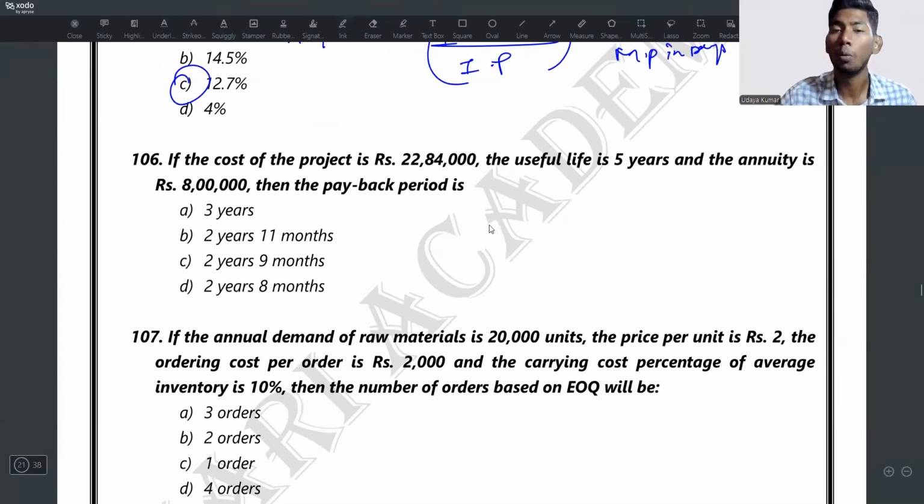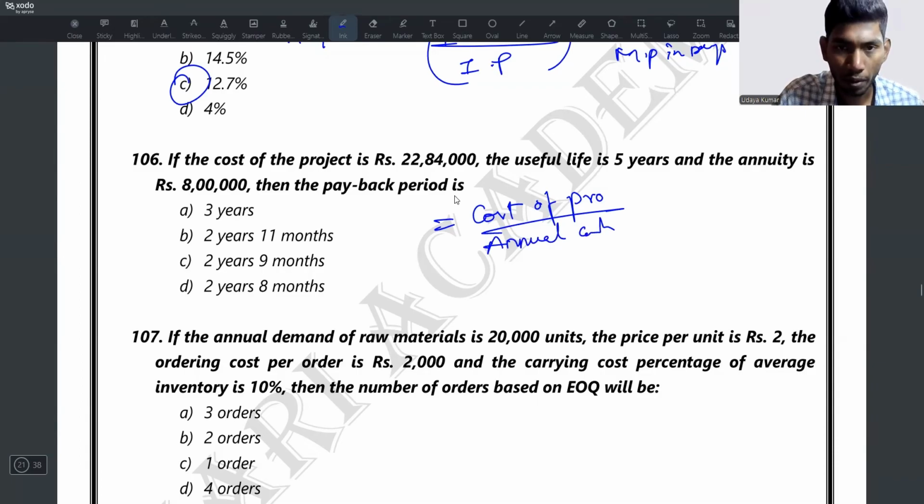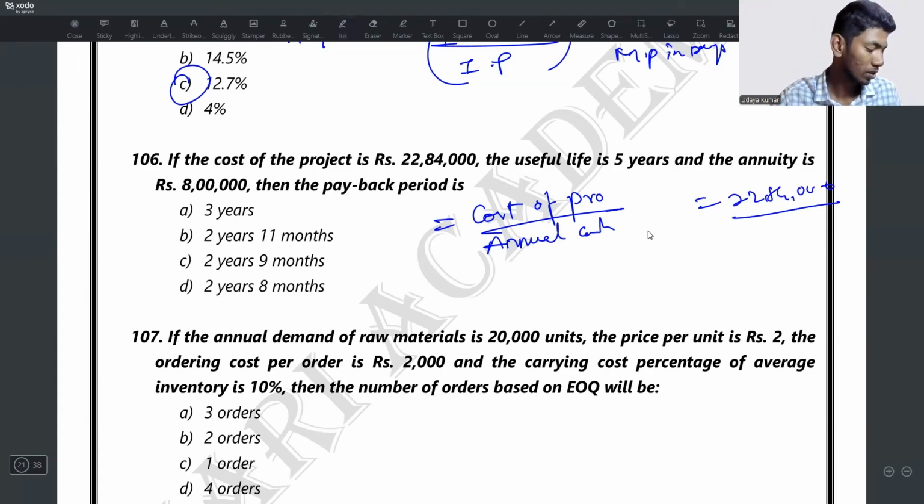And moving to the question of 106. If the cost of the project is rupees 22,84,000, the useful life is 5 years and the annuity is rupees 8 lakh, then the payback period, it's quite easy. Payback period is equal to cost of project divided by annual cash inflow, right? So what is the cost of project? 22,84,000. Annual cash inflows, he is saying that 8 lakhs, right? Then it is 2.855 years. So 0.855 into 12, you will be getting 10.26, which is nothing but 2 years, 10.26 means more than 10, so 11 months. So 2 years, 11 months is the right option.